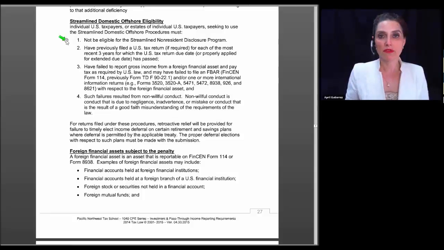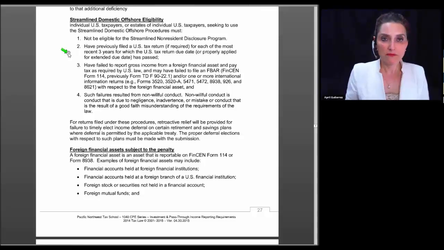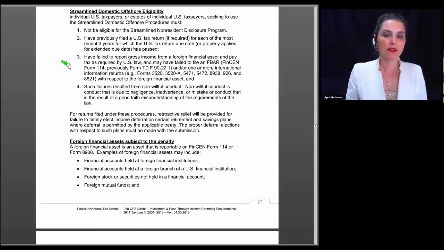So the first rule for people who are filing under the domestic procedures is that they should not be eligible for the non-resident procedures, because the non-resident procedures are better. Also, number two, you must have previously filed a U.S. tax return for each of the most recent 3 years for which the U.S. tax return due date or properly applied extended due date has passed, and have failed to report gross income from a foreign financial asset and pay tax as required by U.S. law. And you may also have failed to file an FBAR Form 114 or the Form 8938, which is used to report foreign financial assets as well.